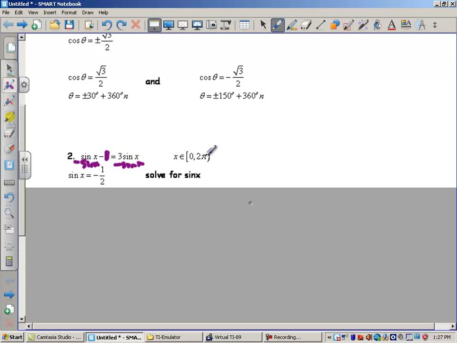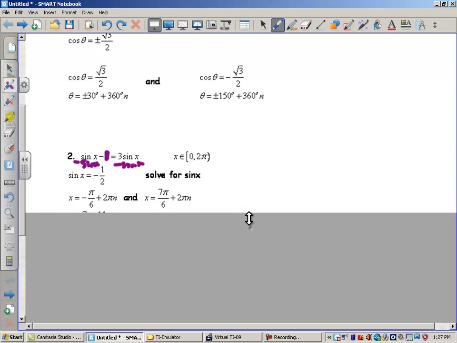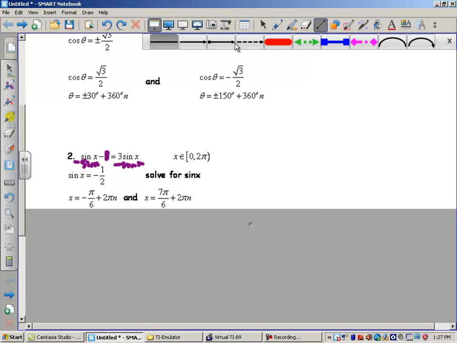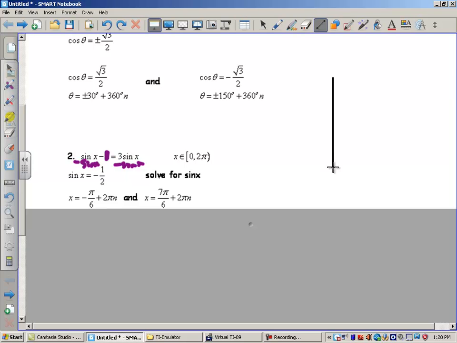Now here we're just going between 0 and 2 pi. So we first of all get our general solutions, where sine is negative 1/2. And again, if you don't know where I'm getting this, then you haven't been paying attention for the last several months since the beginning of school. Sine is negative in quadrant 3 and quadrant 4. So you can draw yourself a little triangle.